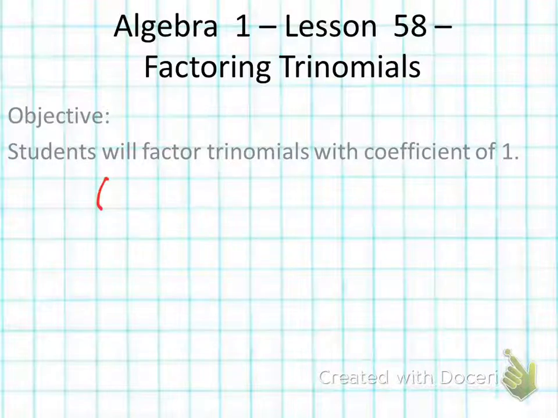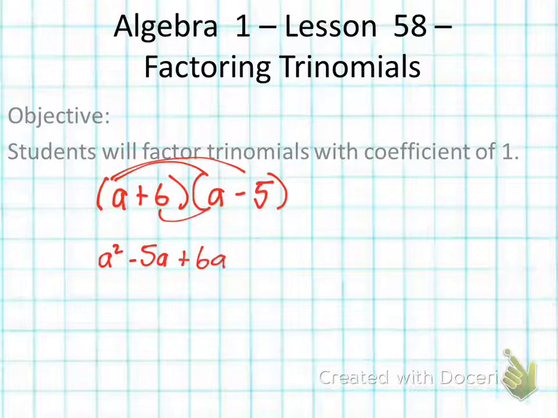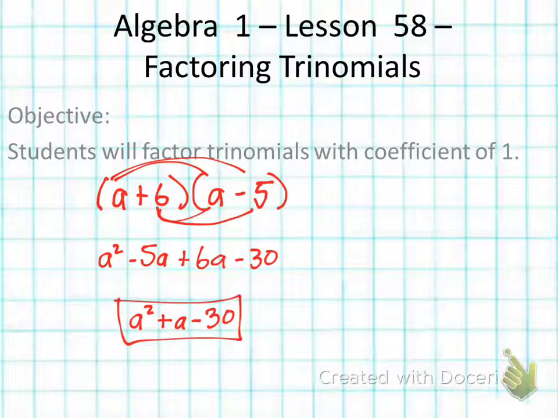The last couple of lessons I taught you how to multiply a plus 6 times a minus 5. When we do this, you multiply: a times a is a squared, a times negative 5 is negative 5a, 6 times a is positive 6a, and positive 6 times negative 5 is negative 30. Combining like terms, you get a squared plus 1a minus 30. Now this was the answer of a multiplied trinomial.